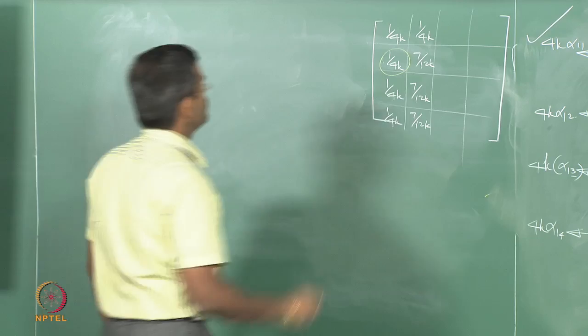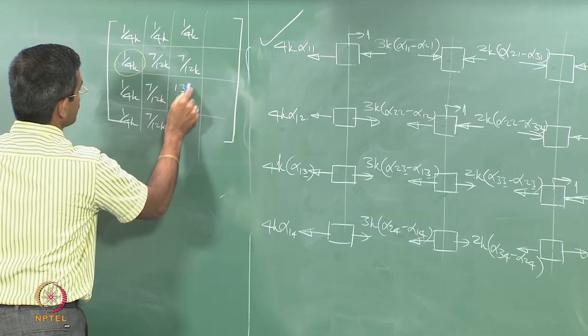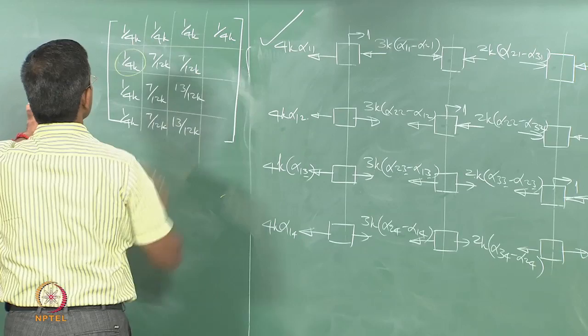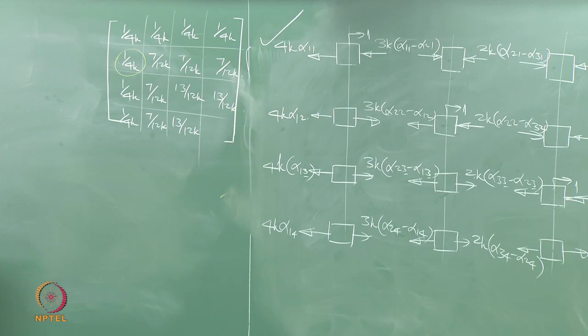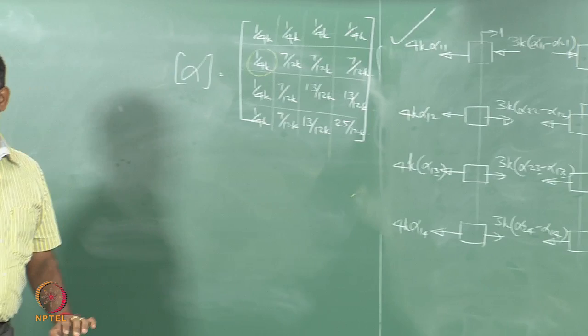1/4k, 7/12k, 13/12k, 13/12k, 1/4k, 7/12k, 13/12k and 25/12k. That is my so-called influence coefficient matrix. It is nothing but the flexibility matrix. I can invert this matrix and get the stiffness.